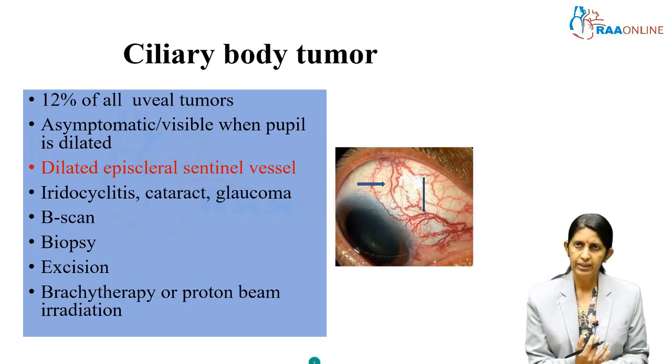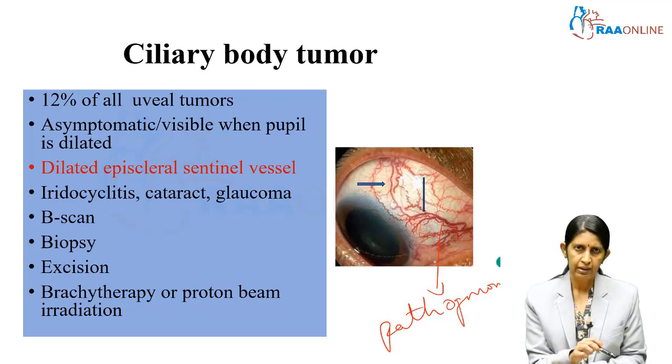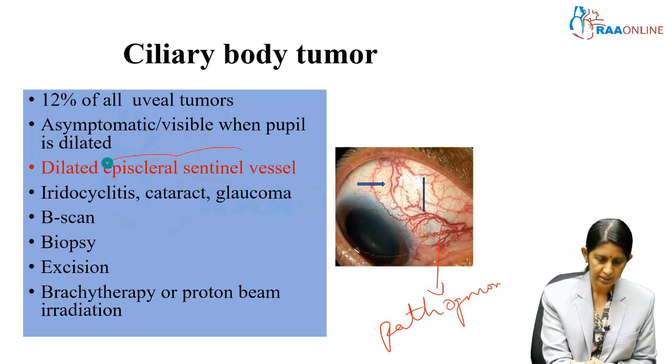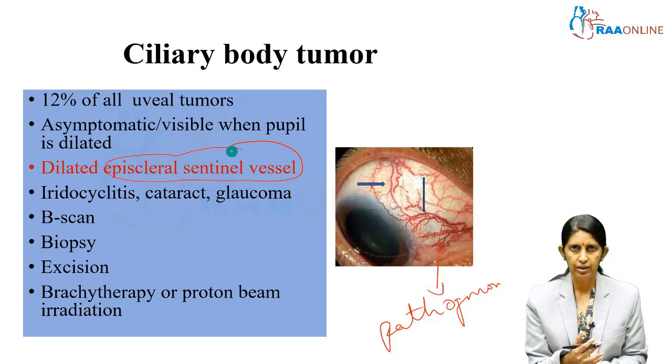But what is it that we can see very obviously in these patients? The picture here shows you dilated episcleral vessels, which is one of the pathognomonic features of a ciliary body melanoma. This pathognomonic dilatation of episcleral vessels is called an episcleral sentinel vessel. Once we see this, we need to investigate the patient for most likely the presence of a ciliary body tumor. The complications in these patients can be iridocyclitis, cataract, and glaucoma because of the location of the tumor.